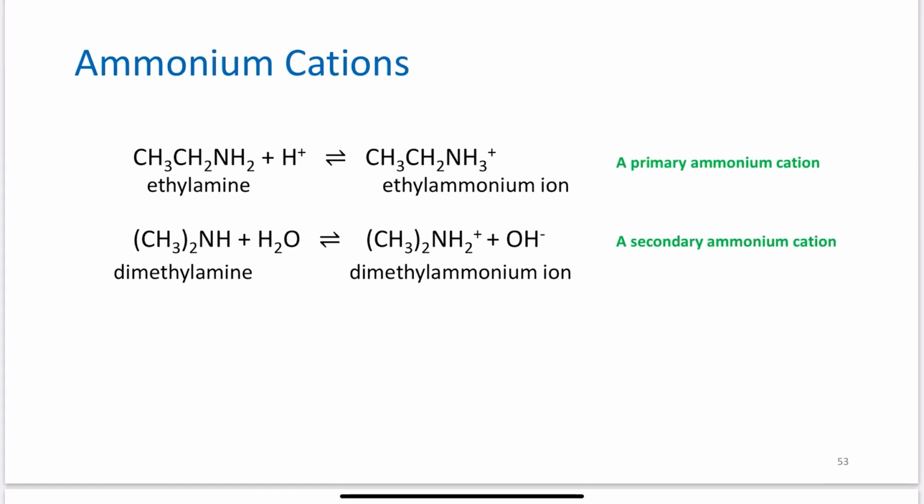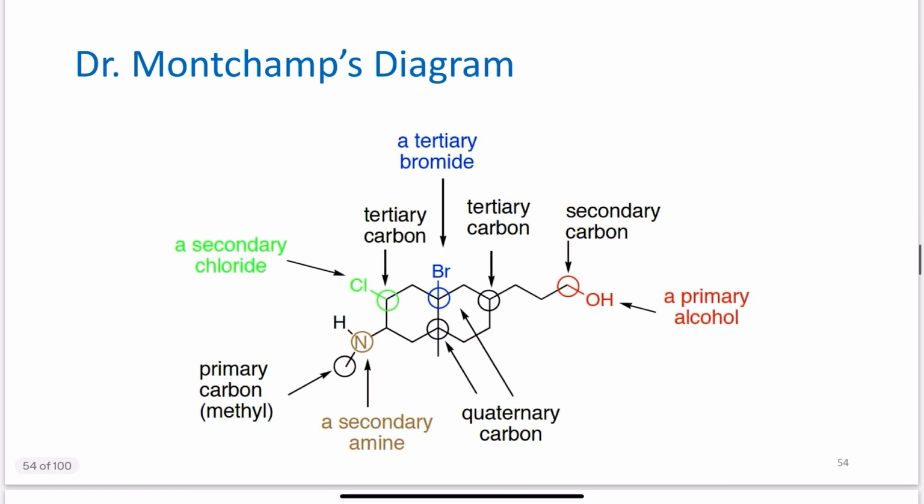Your ammonium cations, you guys should be comfortable with this. This came from the acid-base unit. I'm not going to go back through these, but you should be comfortable with it. Like if I have ethylamine and I protonate it, I form ethyl ammonium ion. If I have dimethylamine and I protonate it, I form dimethyl ammonium ion. You guys should be comfortable with those things. And Dr. Bonchamp made a diagram to help show this idea of primary, secondary, tertiary, and different compounds you can have. I did state that alcohols can also be primary, secondary, tertiary, and you guys are responsible for that. So let's go ahead and draw what that means.